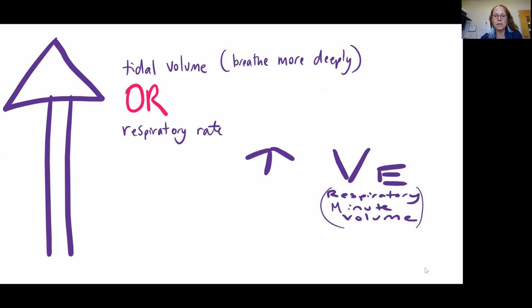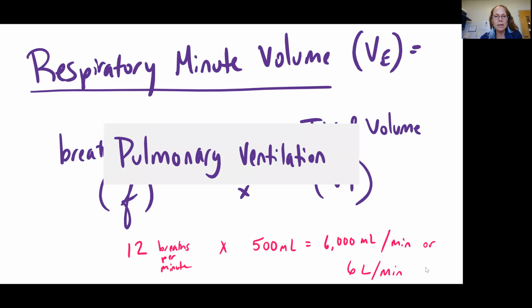Now, if we need to increase our respiratory minute volume, then we can either increase our tidal volume, so let those resting breaths be a little bit deeper, or we can increase our respiratory rate, or you can do both. So in order to increase your respiratory minute volume, you can increase one or the other or both. That is going to be true for the pulmonary ventilation. That's really what we're calculating and measuring here with the respiratory minute volume.